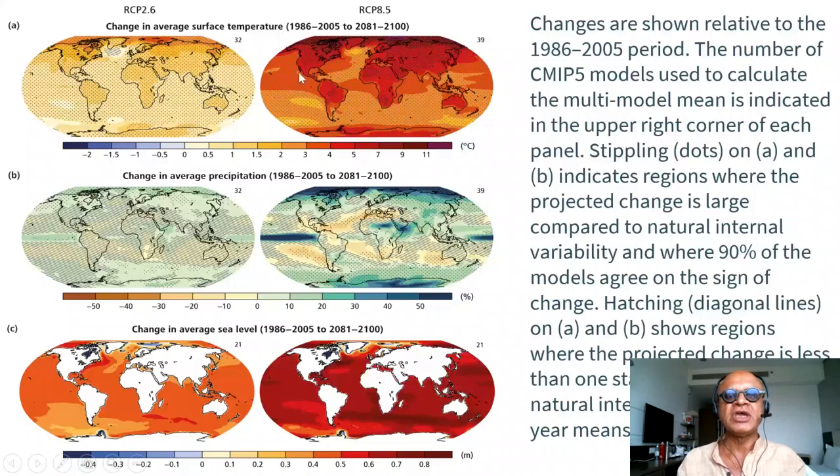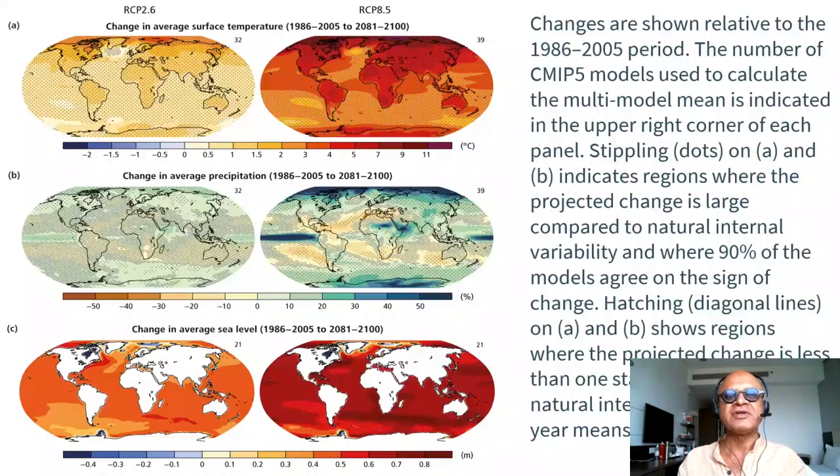the RCP 8.5 is going to give significantly higher warming and a much more obvious polar amplification that we talked about before. So let's look at what these stippling and these numbers here mean. Okay, so these are changes shown with respect to the 1986 to 2005 baseline, so the anomalies with respect to that climatology. Different baselines are used.